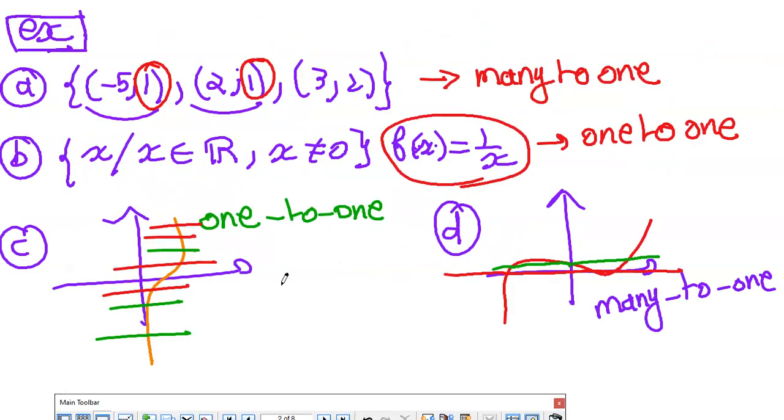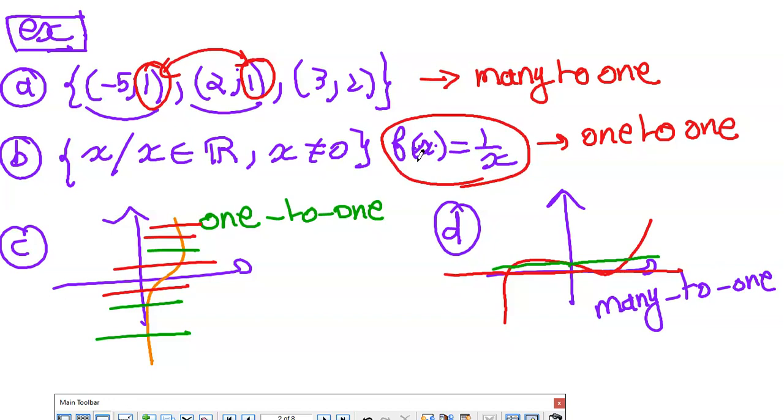If I move to the first example here, guys, if I look at those coordinates, you can see easily that for x equal to minus 5, y is 1, and for x equal to 2, y is 1. So I have a repetitive y. It means it's called a many-to-one function. If you look at this function here, I have the function f of x equals 1 over x, defined for all x except x not equal to 0. Is it a one-to-one or many-to-one function?